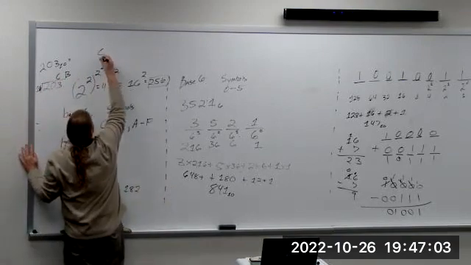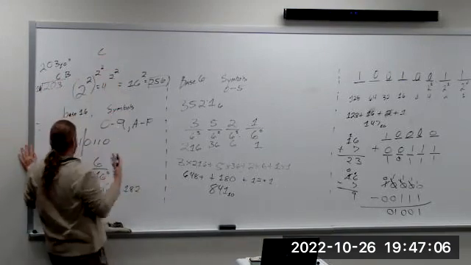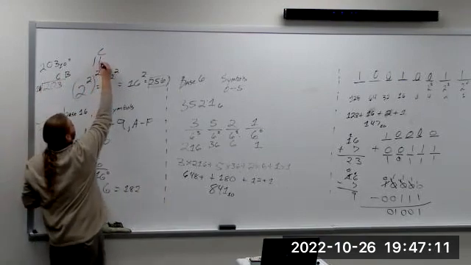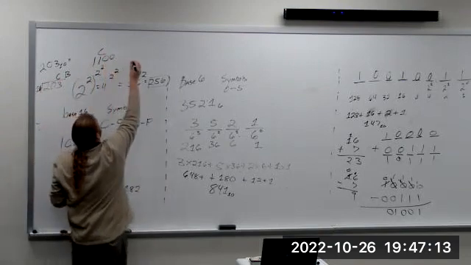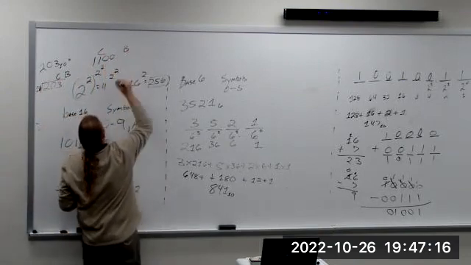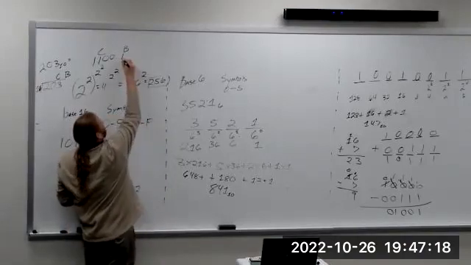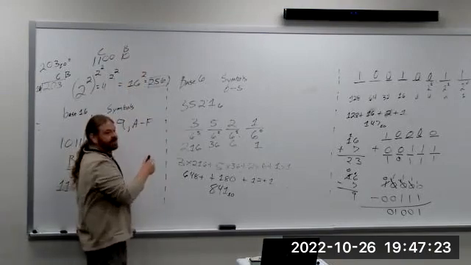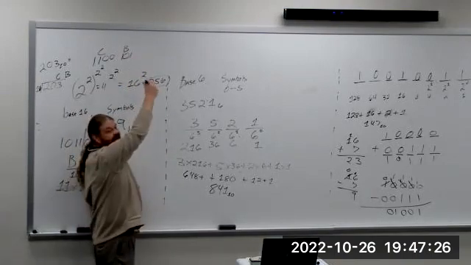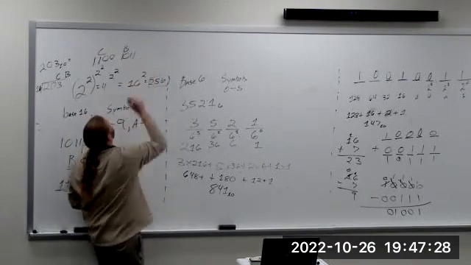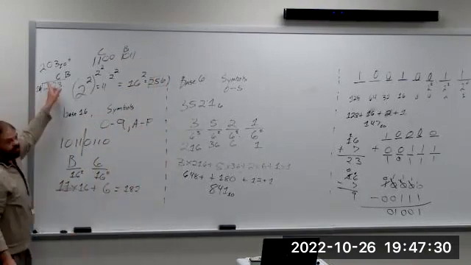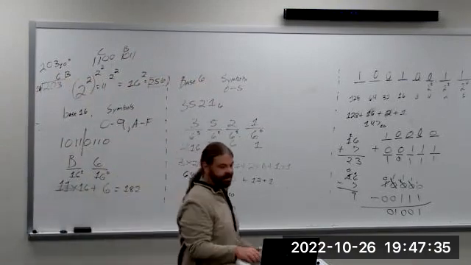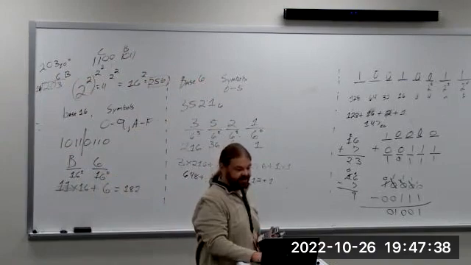So C is a 12, so we only need 4 bits. So 8 plus 4 is 12, so the next two are 0. And then B, we have an 8. 4 would be too big, so no on the 4s. 2 more gets us to 10. 1 more gets us to 11. So it's a very quick process to get through that. But again, technology will do that conversion for us.